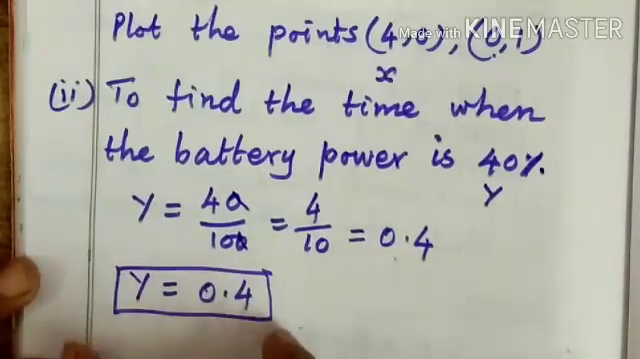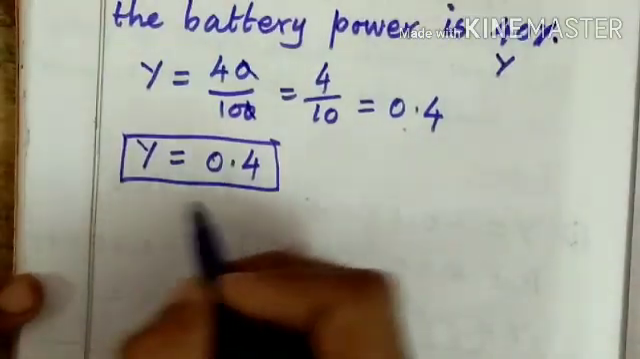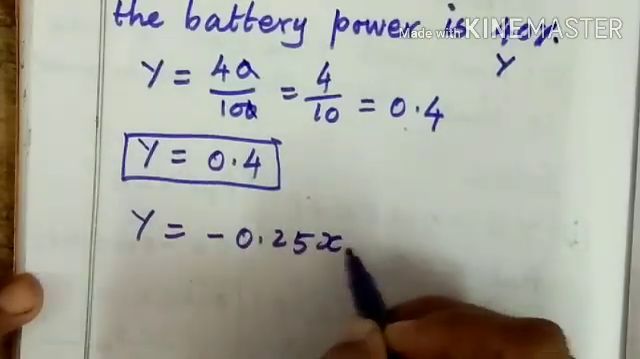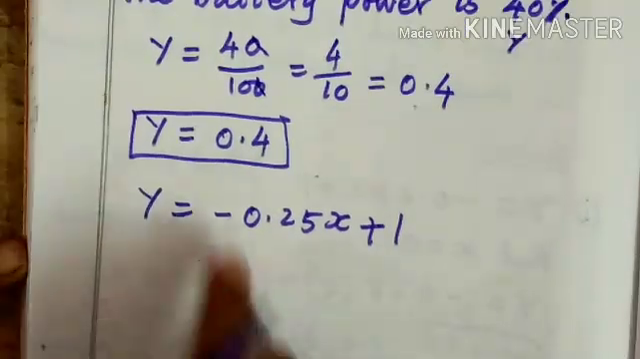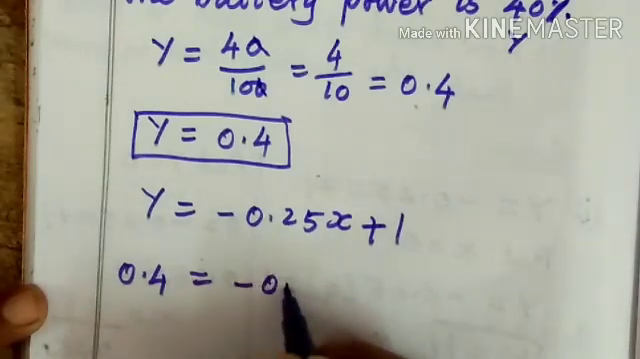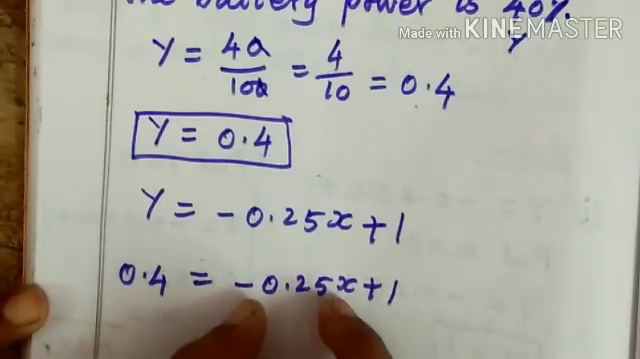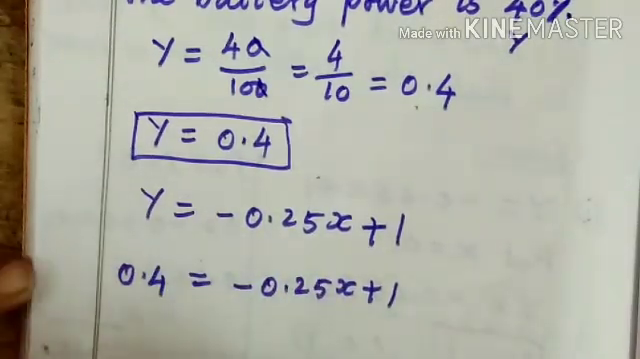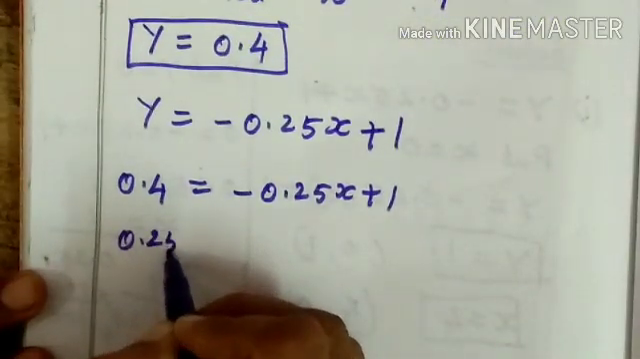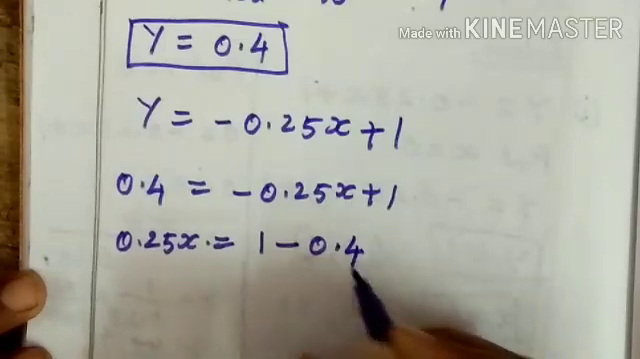Now, you have to apply this value in the given equation. First, you take down and write the given equation. y is equal to minus 0.25x plus 1. Instead of y, you have to apply 0.4 is equal to minus 0.25x plus 1. You transpose this minus 0.25x before the equal sign, and we get plus 0.25x is equal to 1 minus 0.4.